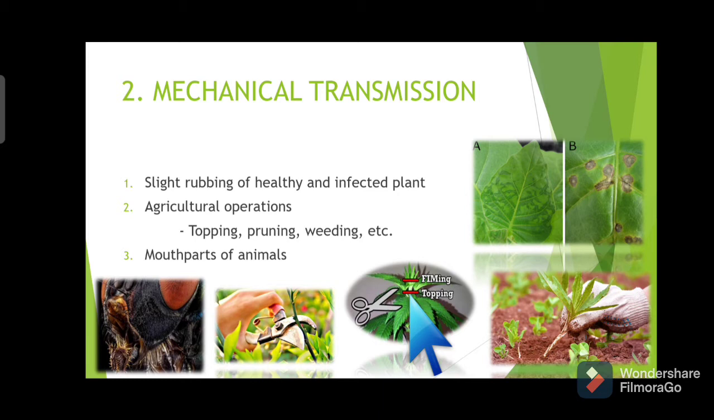Now, virus infected sap is also transferred from plant to plant on the mouth parts of animals. Here in this picture, you can see the infected mouth parts of the insect which feeds on the infected plant parts, and when it moves among the healthy plants, it will result in virus transmission from the infected plant parts to the healthy plant.